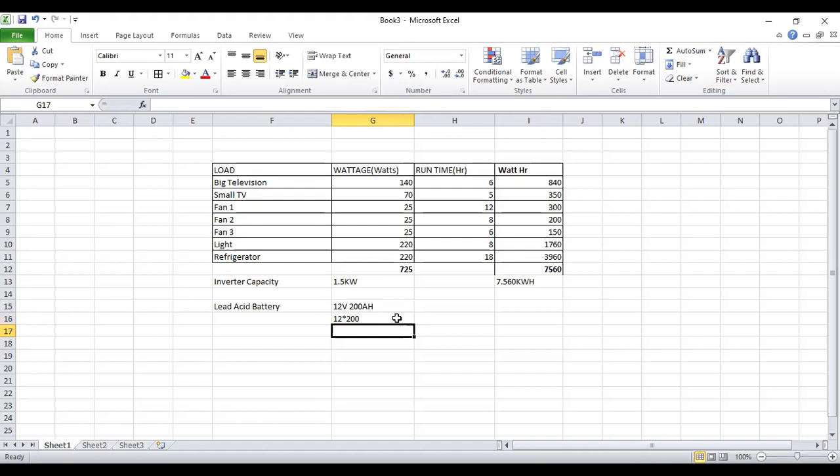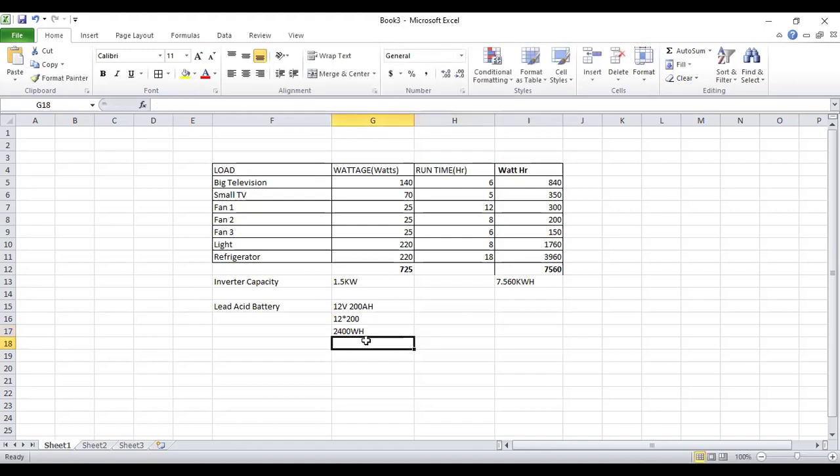12 times 200 gives 2,400, right? P is equal to IV, power, right? Yes, from the formula. So VA, the V in the voltage and the A in the battery ampere hour, will give us the watts, while the hour is why we have 2,400 watt hour. I don't know if we get it, please.